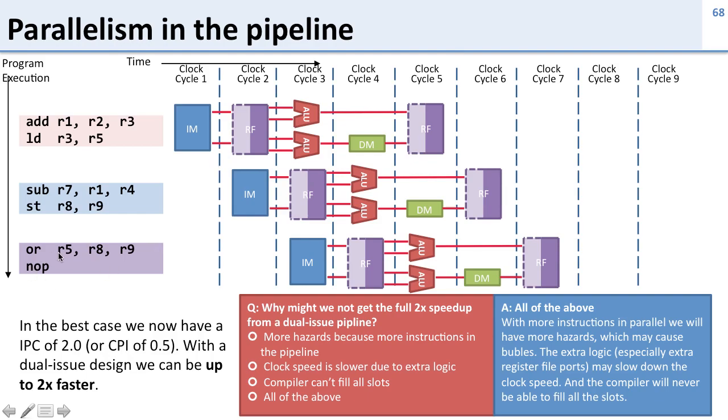And as we've seen here, the compiler can't necessarily fill all of the slots. So even though we could have done 6 instructions here, we only did 5 because the compiler couldn't find another load store to put in here.